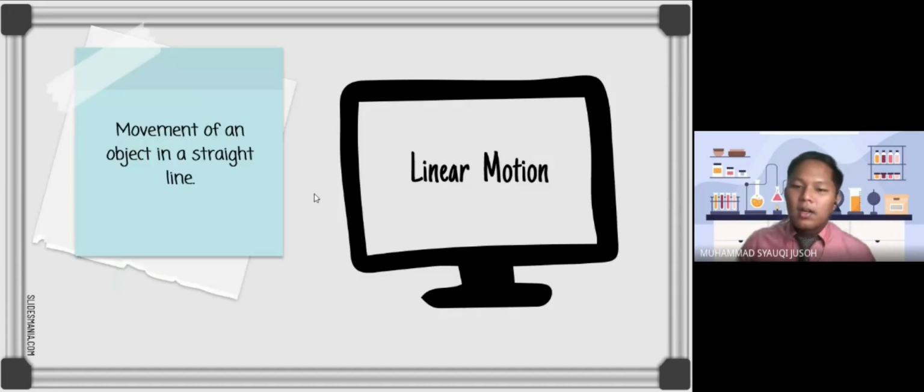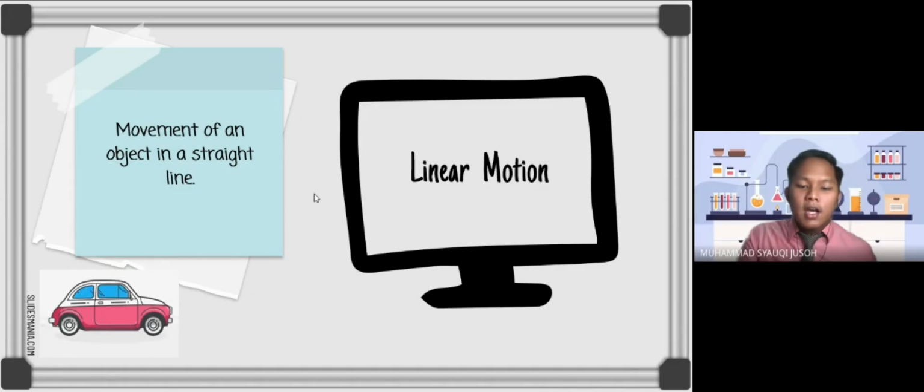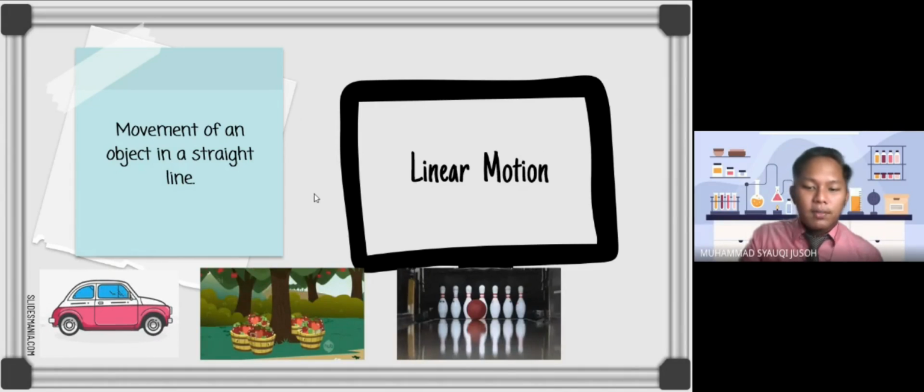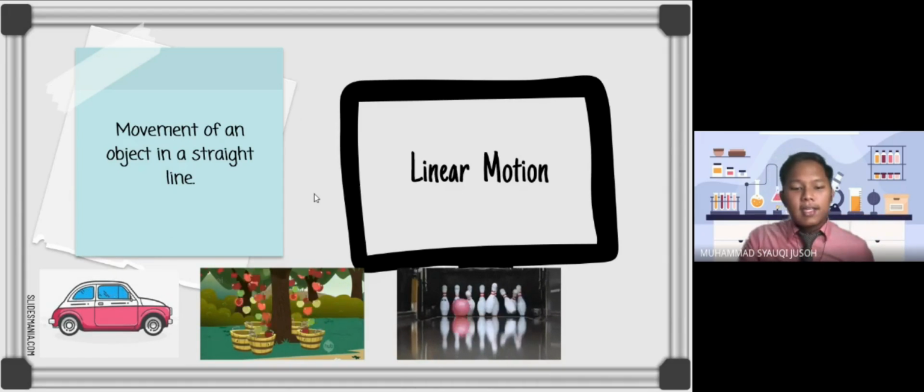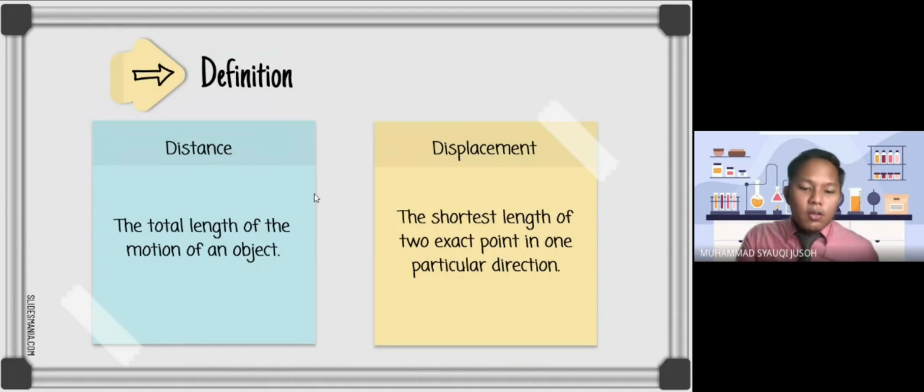So, what is linear motion? Linear motion is movement of an object in a straight line. As examples, a moving car, a falling fruit, and this bowling ball. All these movements are in a straight line. Okay, moving on. We will look into what are distance and displacement. Distance is the total length of the motion of an object, while displacement is the shortest length between two exact points in one particular direction.